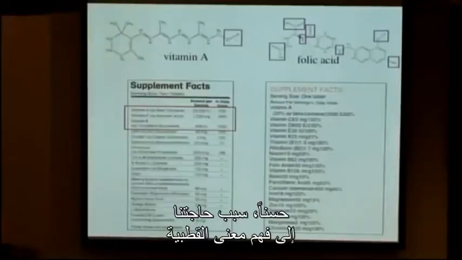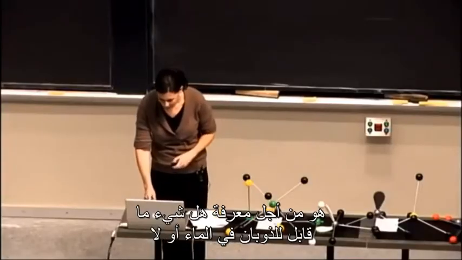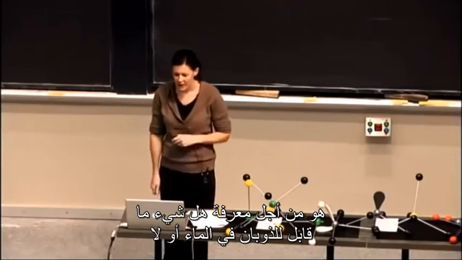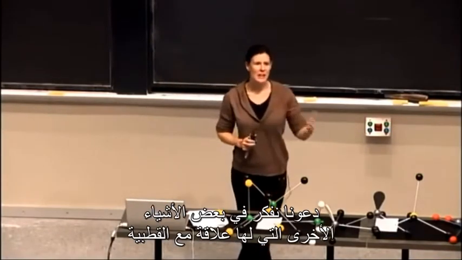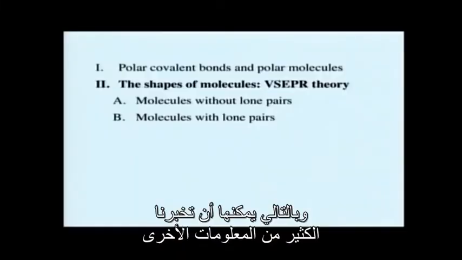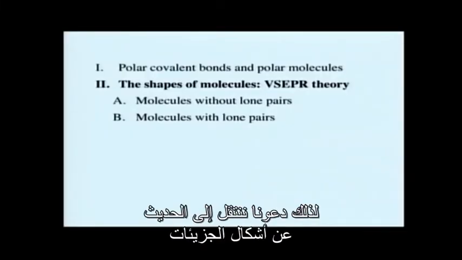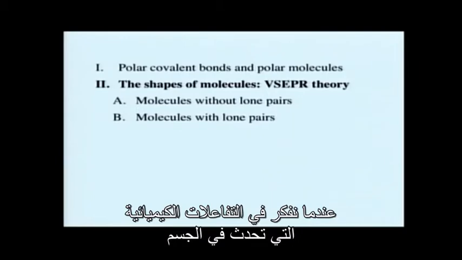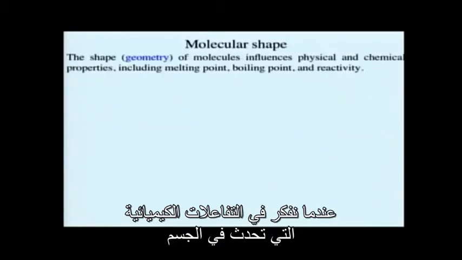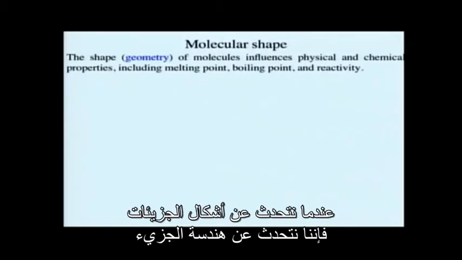All right, so that's just one reason we would want to be able to think about polarity, whether something is very water-soluble or not. Let's think about some other things that have to do with polarity and can tell us a lot of other information. So let's move on to talking about the shapes of molecules. The shapes of molecules are very important for a number of different properties when we're thinking about chemical reactions and reactions that take place in the body. When we talk about shapes of molecules, we're talking about the geometry of that molecule.